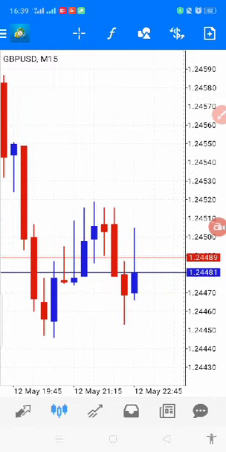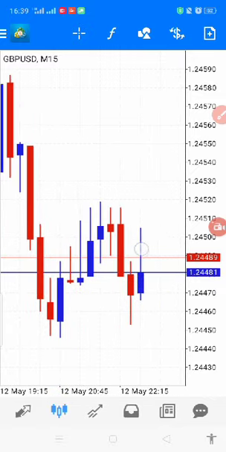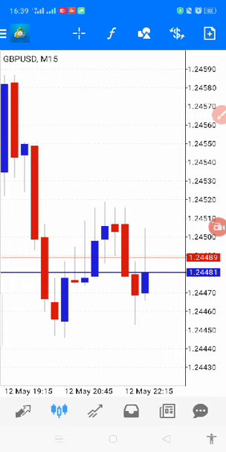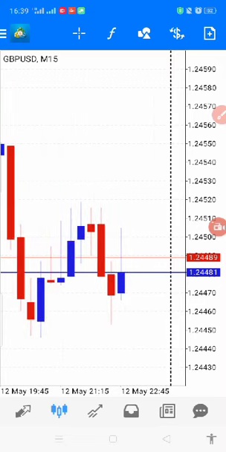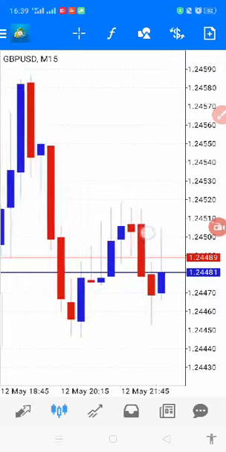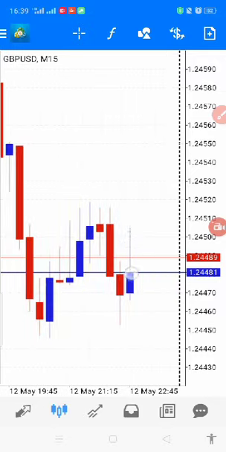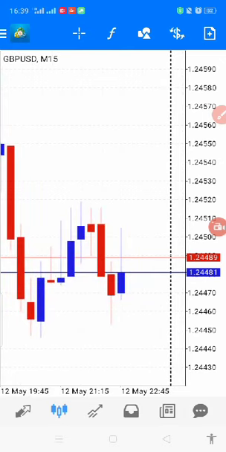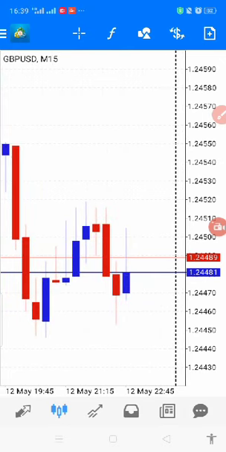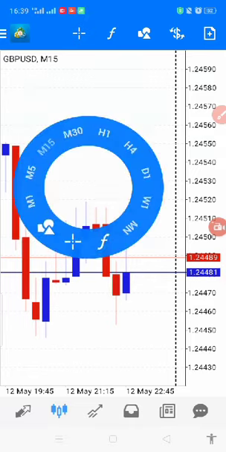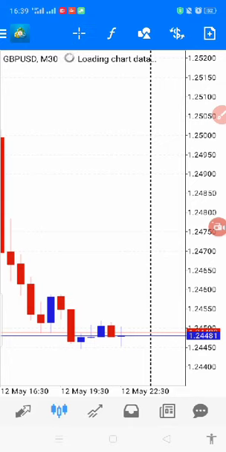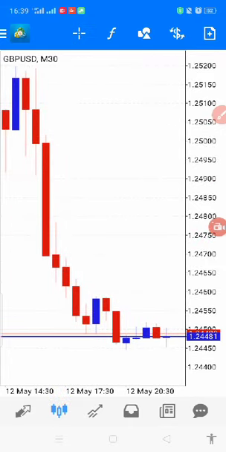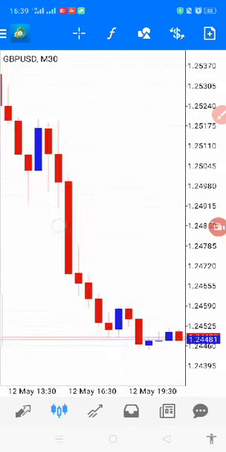It shows you whether for the past 15 minutes the market was buying or selling. If it was selling, this candle would have been red. If it was buying, then this particular last candle will be a buy candle. It will be a blue candle, which is what it is right now. It's a buy candle. So we'll go to M30. M30 shows you the same thing. M30 tells you each of these candles took 30 minutes to form.